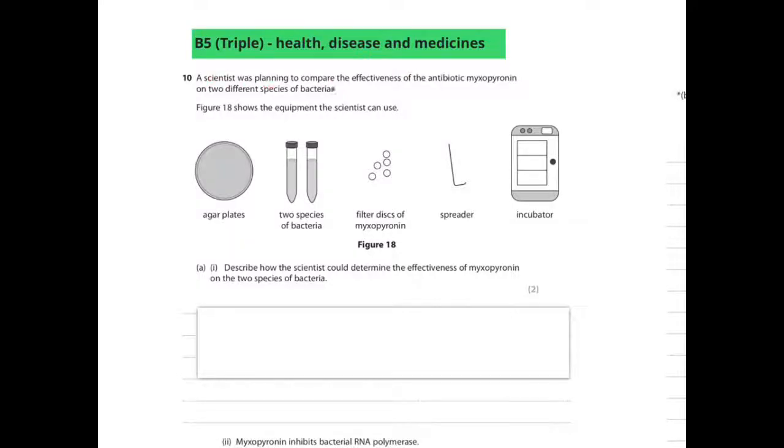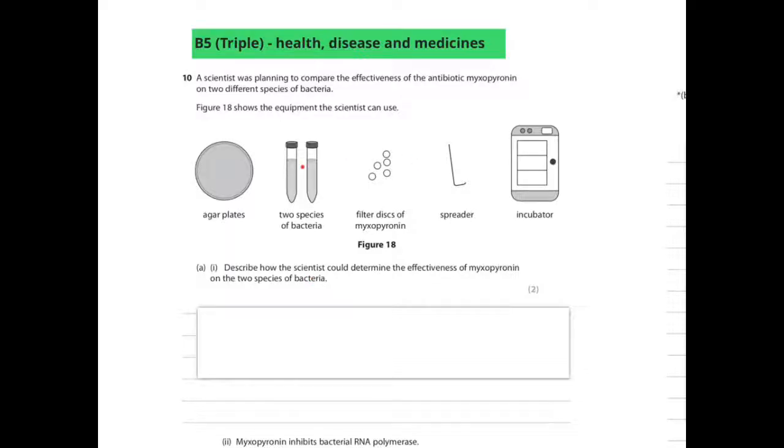A scientist was planning to compare the effectiveness of the antibiotic mixopyronin on two different species of bacteria. Figure 18 shows the equipment the scientists can use: agar plates, two species of bacteria, filter discs of the antibiotic, a spreader, and an incubator. Describe how the scientists could determine the effectiveness of mixopyronin on the two species of bacteria.